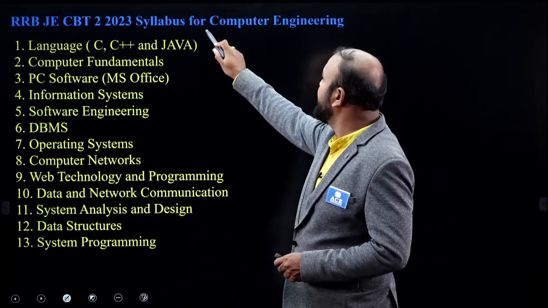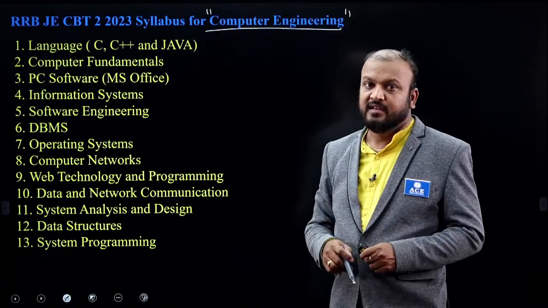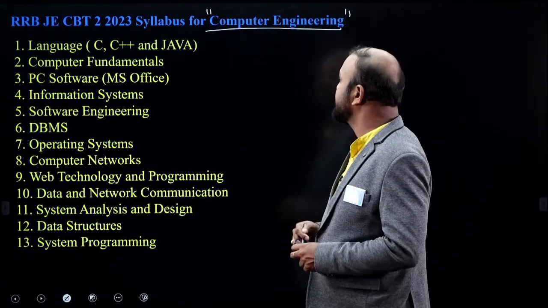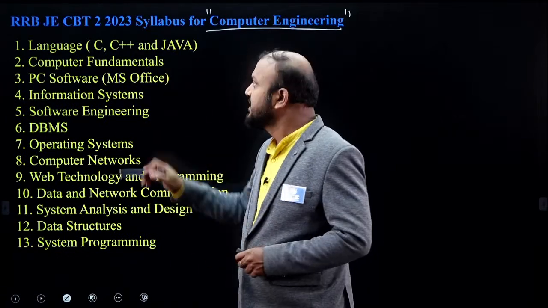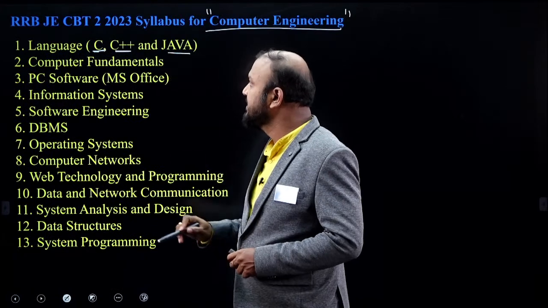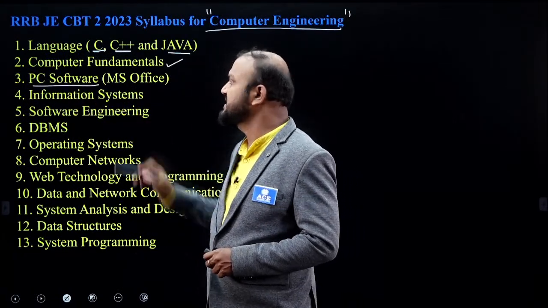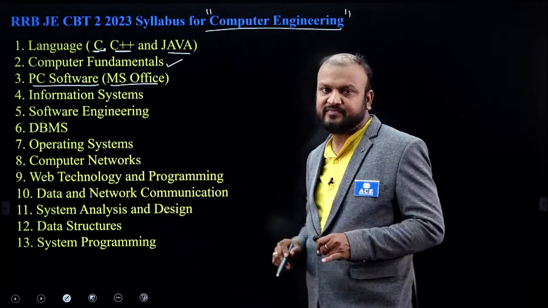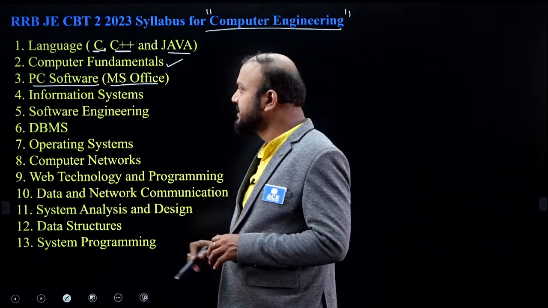And coming to technical abilities, as I told you, it is stream specific. Every stream will have a separate syllabus. For computer science and engineering, the syllabus will include languages: C programming, C++ and Java, and computer fundamentals. And the topic called PC software will have MS Windows and MS Office tools like Word, Excel and PowerPoint.